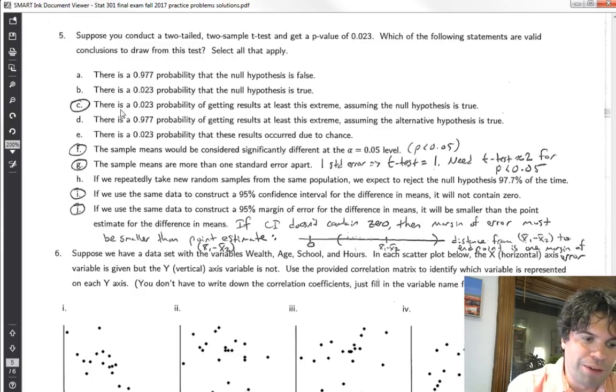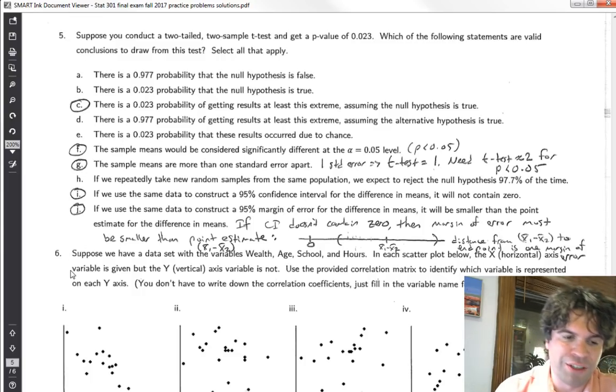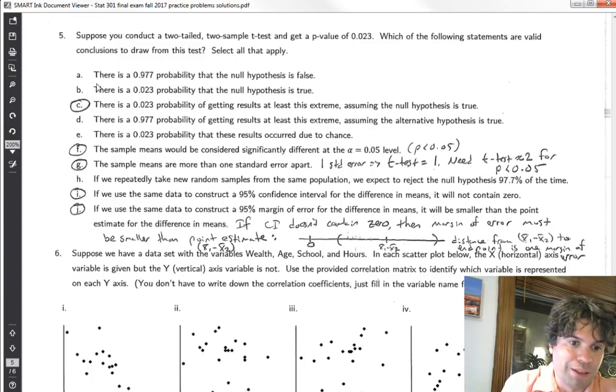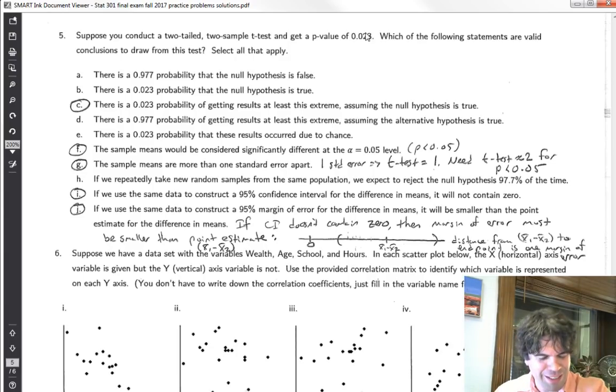This was used on a previous semester's final exam, and then the next question said, pick some that are wrong and explain why they were wrong. I didn't put that on here, but in this video I'm going to explain why the wrong ones are wrong and why the right ones are right. So, p-value of 0.023. Before we even look at any of these, before you even see any of the options, let's just say what a p-value is in our head.